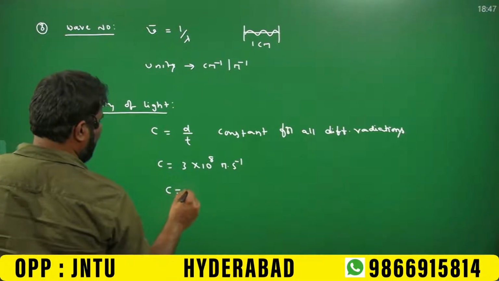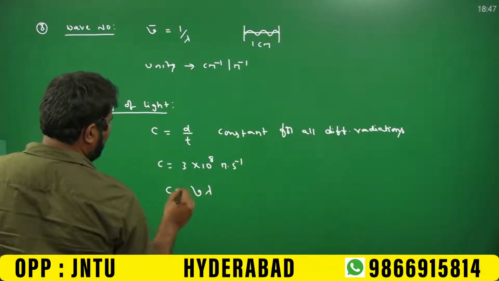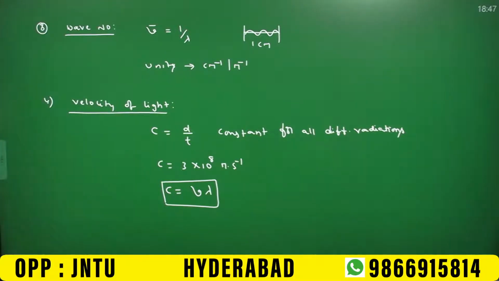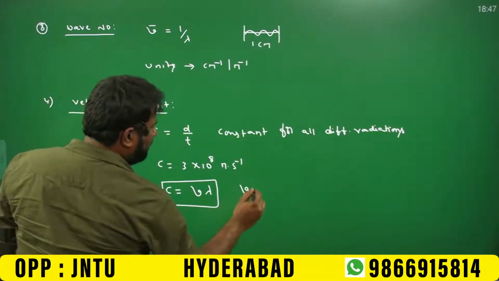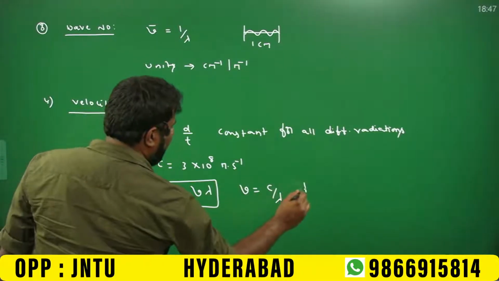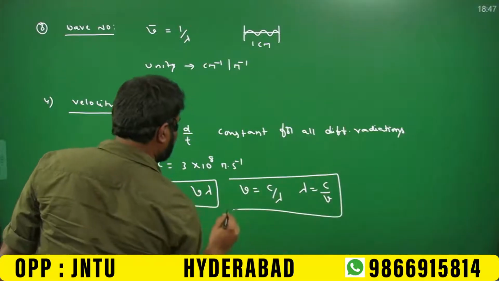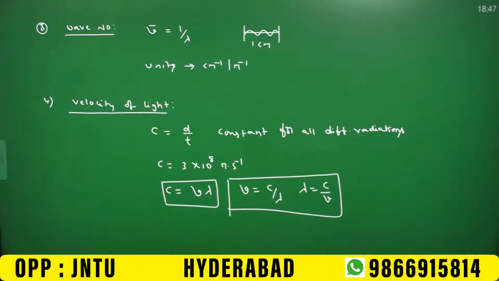The c is the product of frequency and wavelength. c equals nu lambda. If you need nu, it is nu equal to c by lambda, or lambda equal to c by nu. Which of the following is identical for all the radiations? Velocity. It is always a constant.